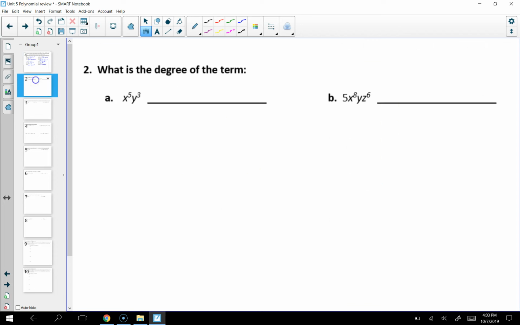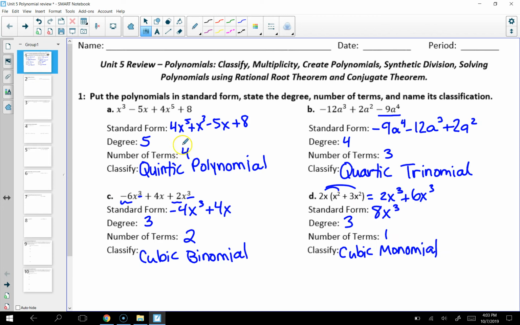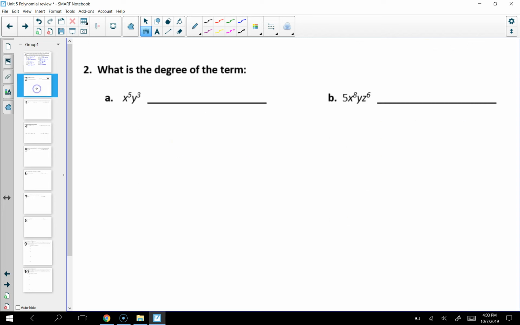Alright, next section. A degree of a term, each of these only had 1 variable to work with. If it looks like one of these, remember to add up all the exponents that go with all your variables. So like A has 2 variables, x and y. That means I have 2 exponents. I have 5 and 3 I'm going to add together. So the degree of the whole term is 8.